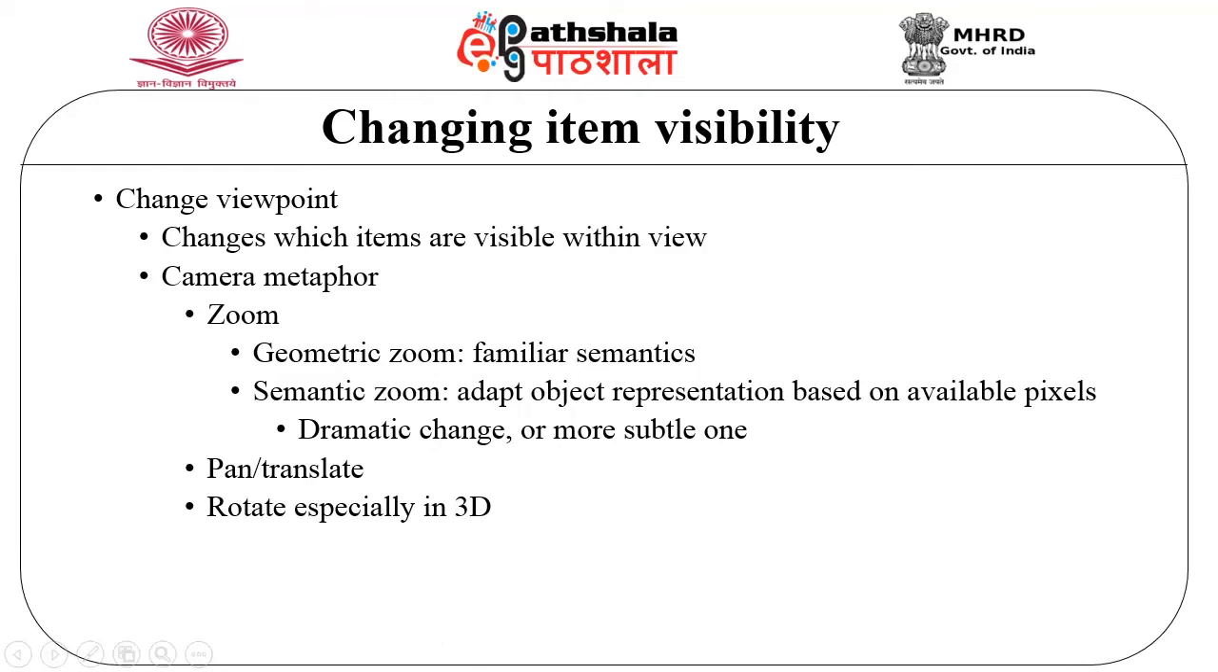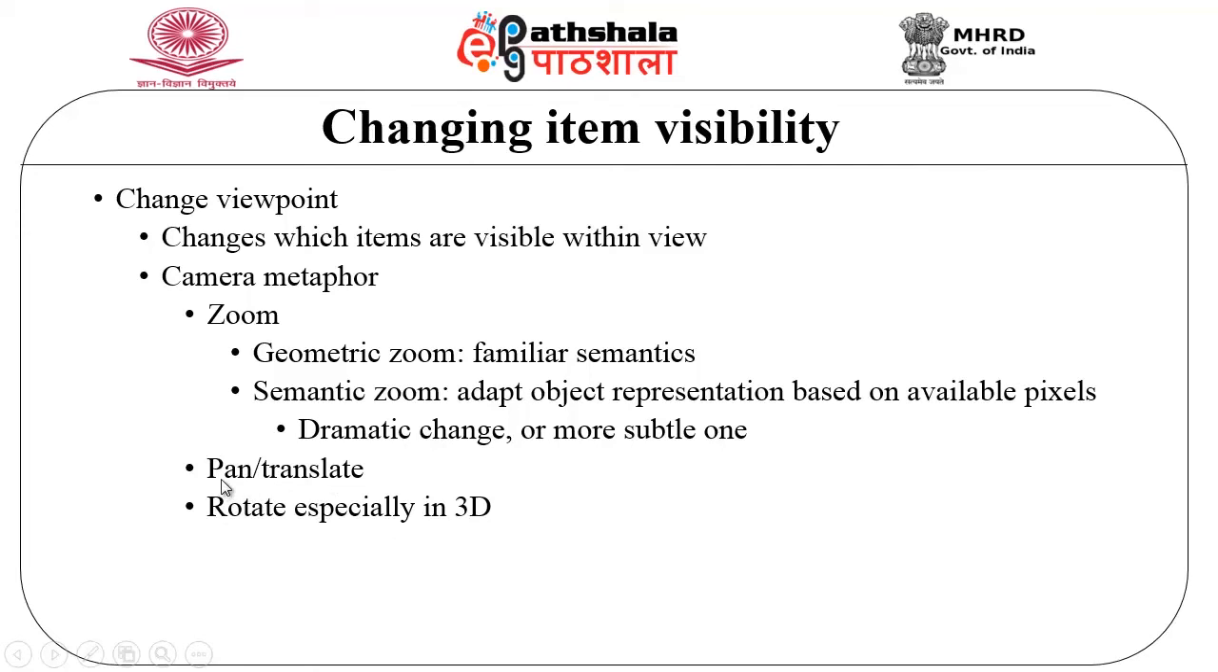Next, changing the item visibility. We try to change the viewpoint as such. This changes which items are visible within the view. So the camera metaphor itself changes. We try to zoom in, where there are different types of zooming, like geometric zooming and semantic zooming. In the case of geometric zooming, it is familiar semantics. In the case of semantic zooming, we try to adapt object representation based on the available pixels. There is a dramatic change or more subtle ones basically.